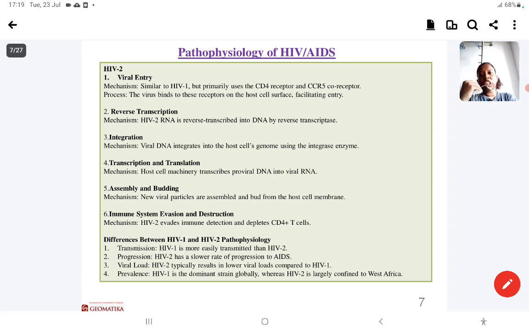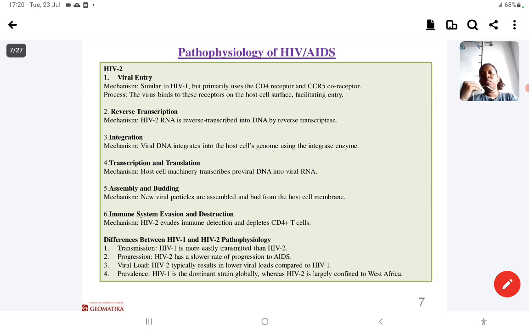The second step is reverse transcription, where HIV-2, which is RNA, is reverse transcribed into DNA by reverse transcriptase. The third step is integration, where the viral DNA integrates into the host cell genome using the integrase enzyme. The fourth step is transcription and translation, where the host cell machinery transcribes proviral DNA into viral RNA.